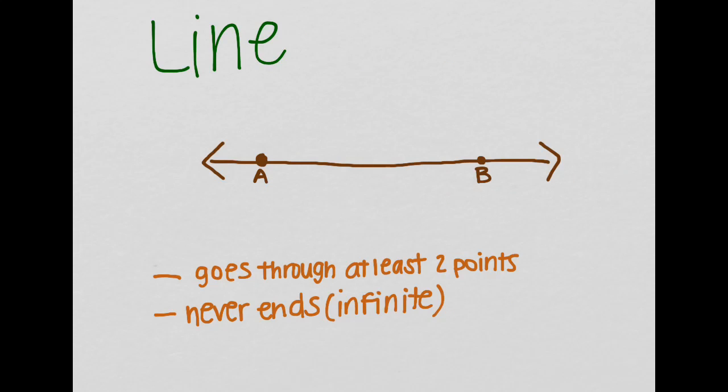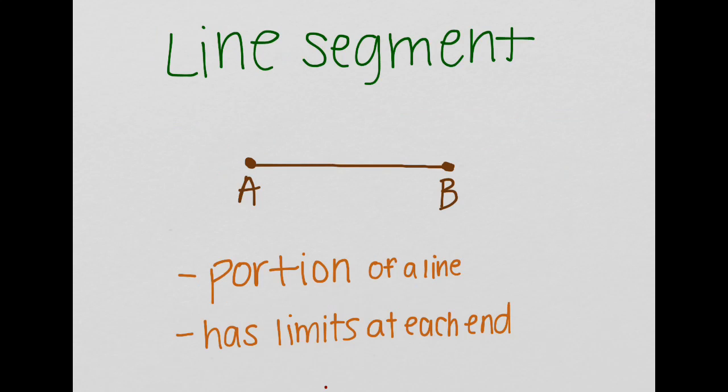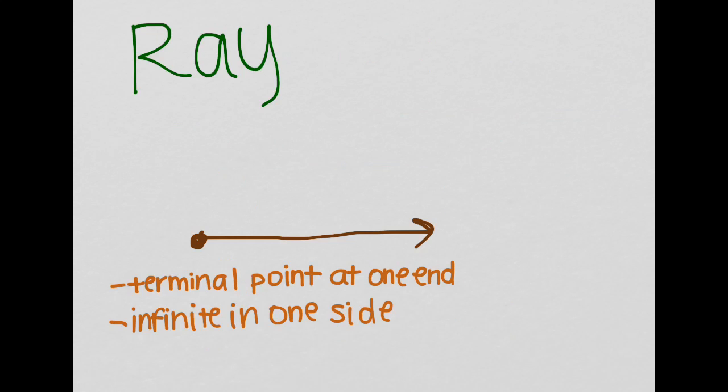So if I were to draw a line in this case, it'd just be like that with maybe A here and B here. And so we can actually never draw a line, so we just put arrows at the end. Okay. So we just talked about the line segment, so let's move on to the ray.